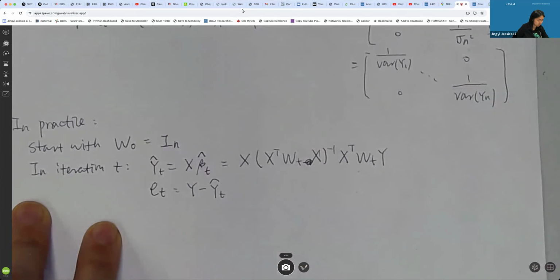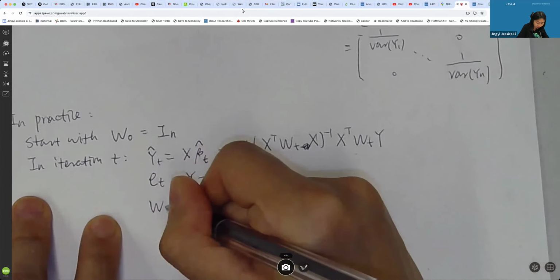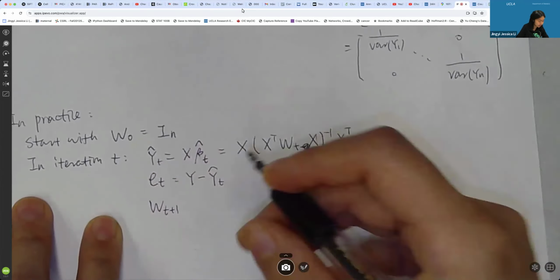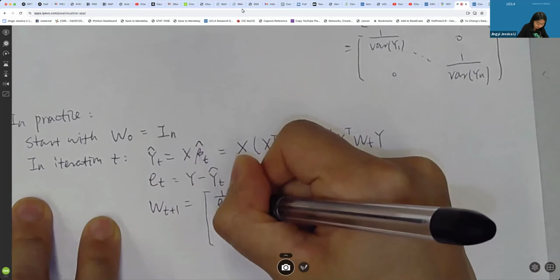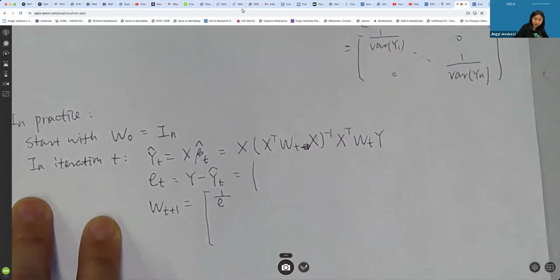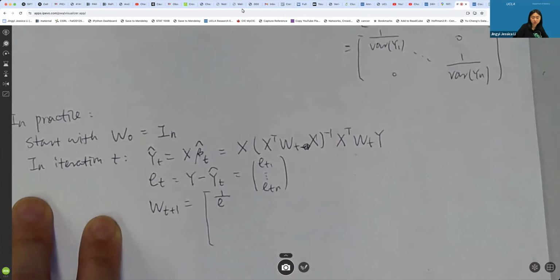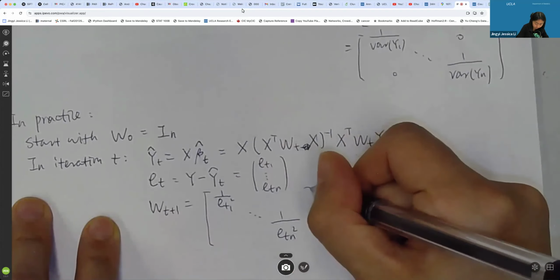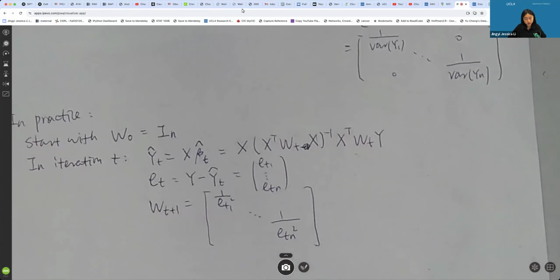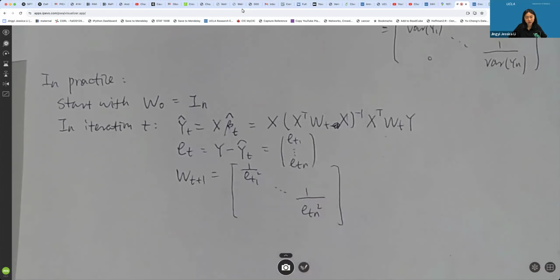Right, and that will give you the residual. And then you update your W t plus 1 matrix as this. So you will define it as 1 over E t. We have n entries of it, so I just call that ET1 to ETN, the n residuals. So I have 1 over ET1 squared to 1 over ETN squared. Basically, we're using the residual square for each observation as an estimate for its sigma i square. And that gives me the new weights.